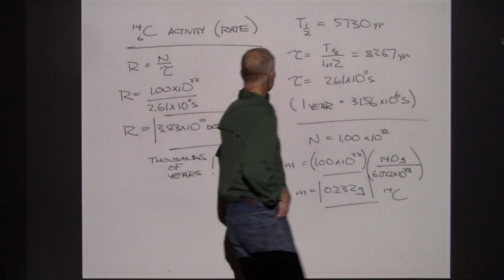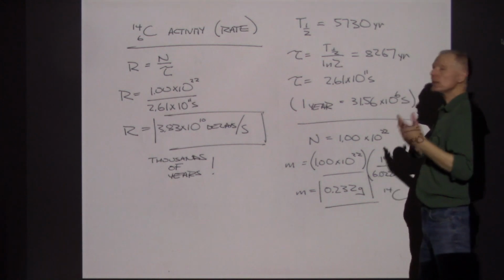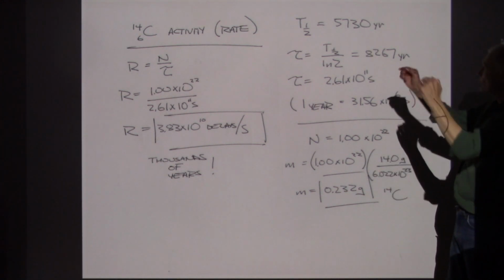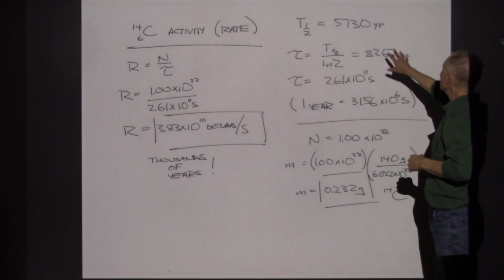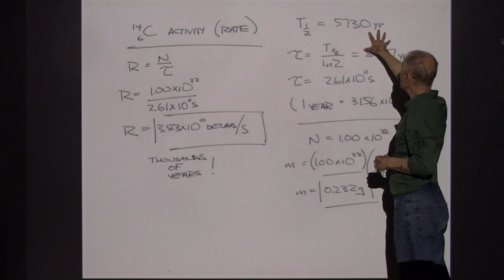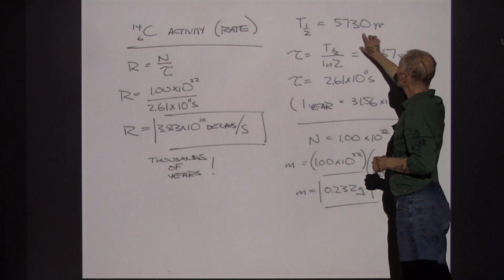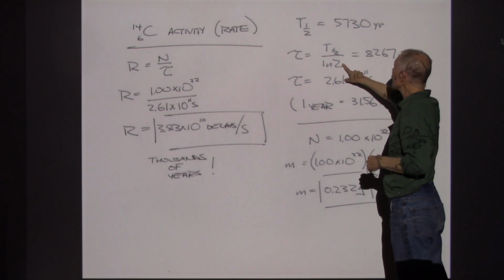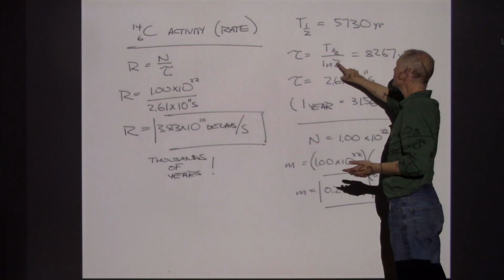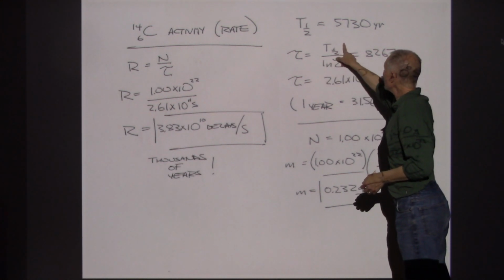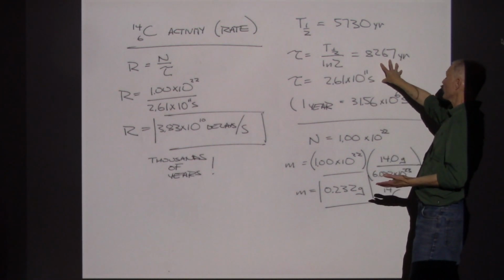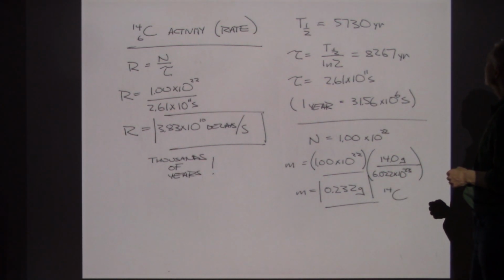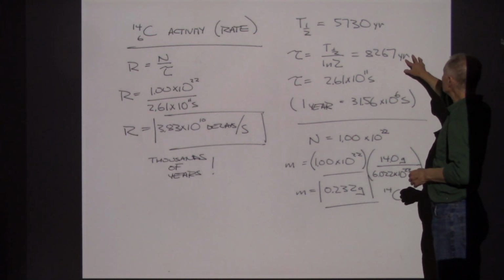So let's look at how we would solve this problem. I would look at Appendix F. I would look up carbon-14, the 14 isotope of carbon. It would tell me that the half-life is 5,730 years. I would take that number and divide it by the natural log of 2 to get the lifetime. That's how the half-life and the lifetime are related. Now the lifetime will be longer, and the lifetime worked out to be 8,267. That's currently in years.